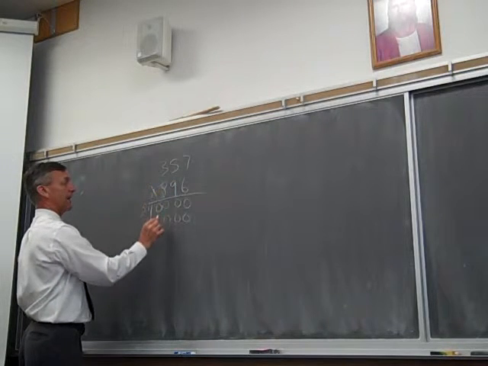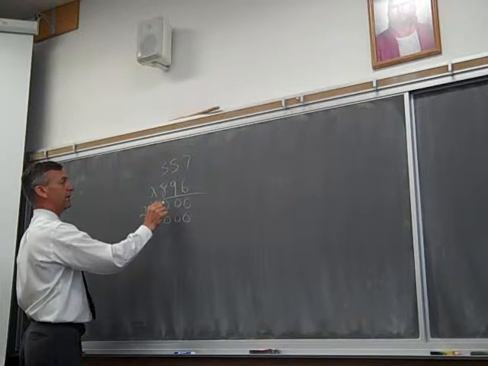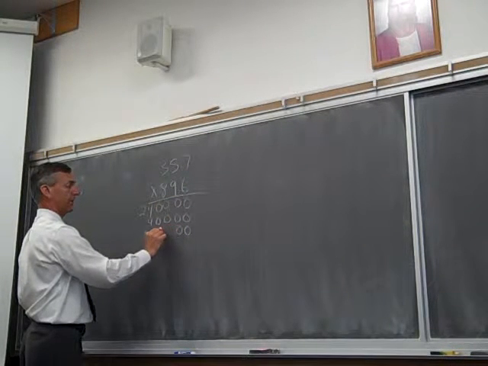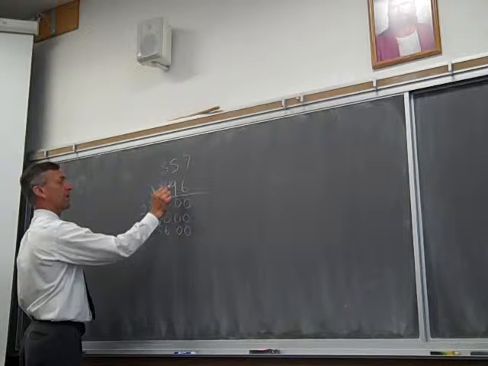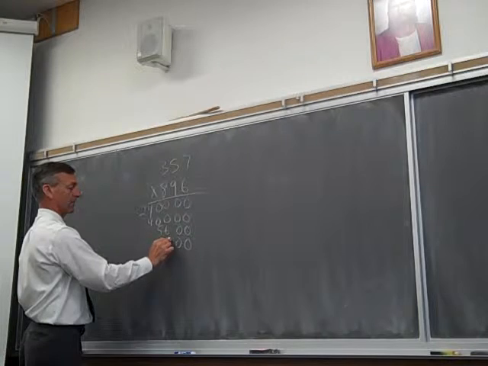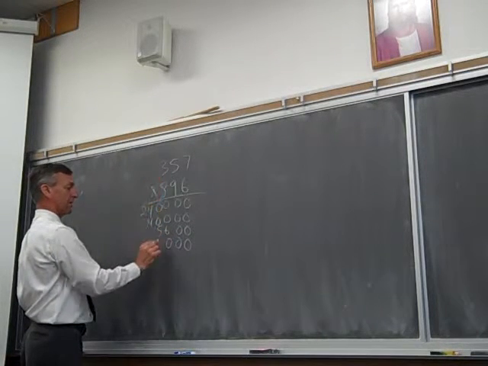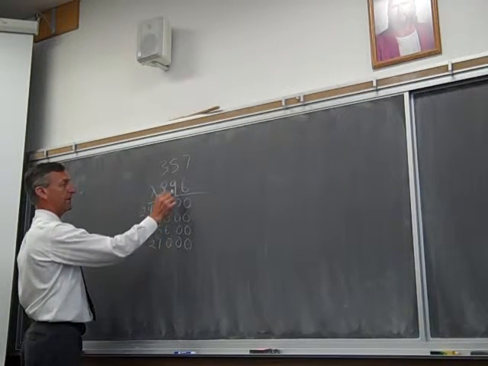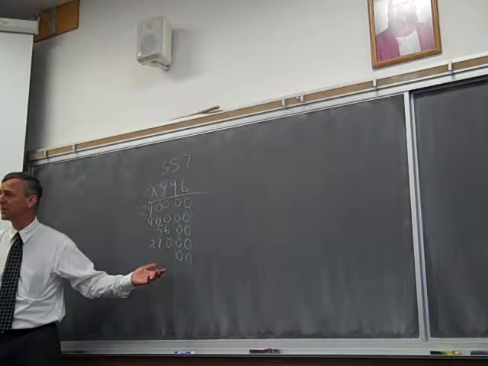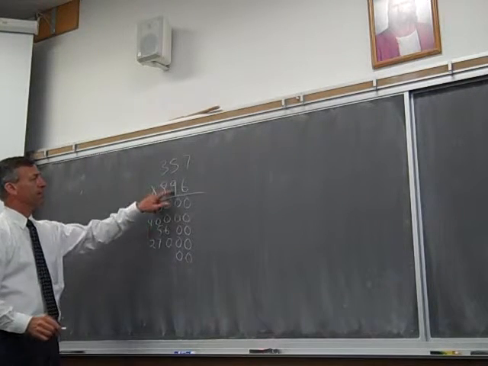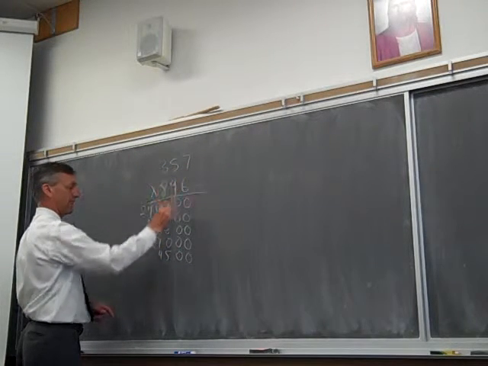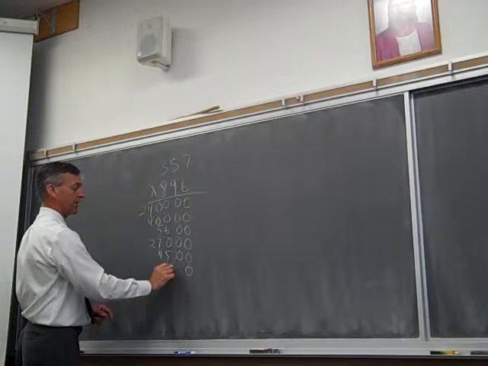And now 8 times 5 is 40. 800 times 7 will have how many zeros? 2 zeros, with a 56. Then I'm going to go to the 90 times the 300. How many zeros? 3. 9 times 3 is 27. 90 times 50, I need 2 zeros. Everybody know where I'm getting these zeros from? 9 times 5 is... 90 times 7 is 630.